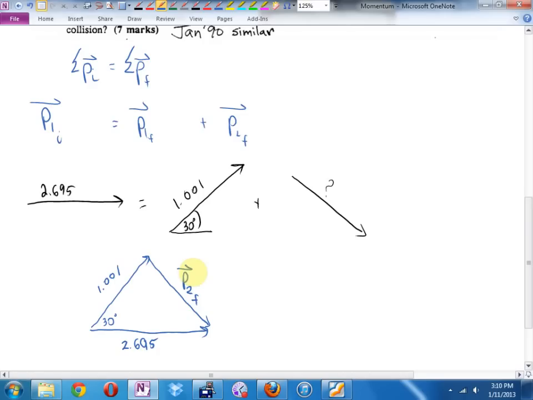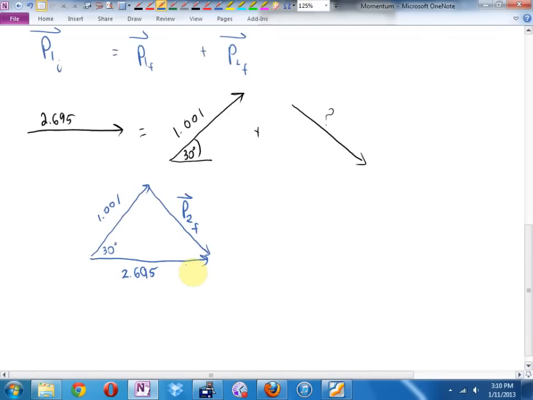SOH CAH TOA? No. I hope you're appreciating how nice SOH CAH TOA is. SOH CAH TOA is cross-multiply and you're done. Sine law and cosine law take a little bit more time, although hopefully you're getting good at it.